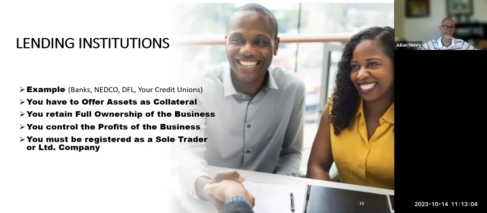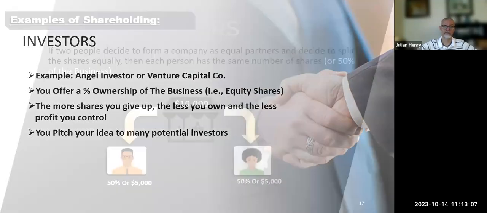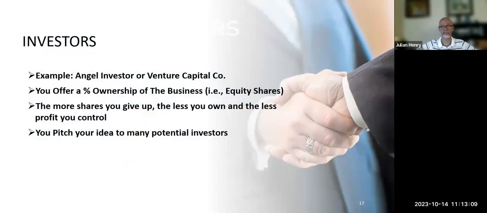Now, that's different from an investor. When you go and take an investment, if you make an investment pitch, that investor is not lending you this money. That investor is putting the money in the business and becoming a part owner.